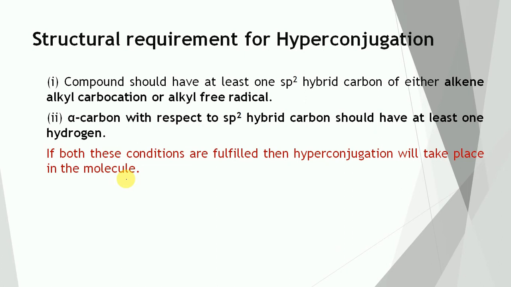Structural requirement for hyperconjugation: there are two main requirements. The first one, the compound should have at least one sp2 hybrid carbon of either alkene, alkyl carbocations, or alkyl free radicals, and the alpha carbon with respect to the sp2 hybrid carbon should have at least one hydrogen. So these are the two main conditions, and if they are fulfilled, then hyperconjugation will take place in the molecule.